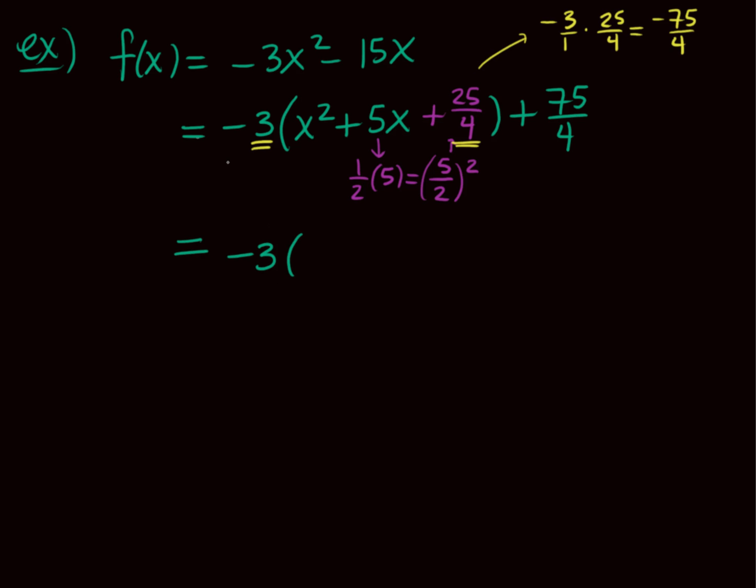So what do we get finally? -3, I'm going to factor this, right? I need to look at what did I square basically to get that 25/4. Well, what did I square? I squared 5 halves, right? So I would have x, and then it's plus, it takes on the same sign as the middle, 5 halves, quantity squared, plus 75/4.